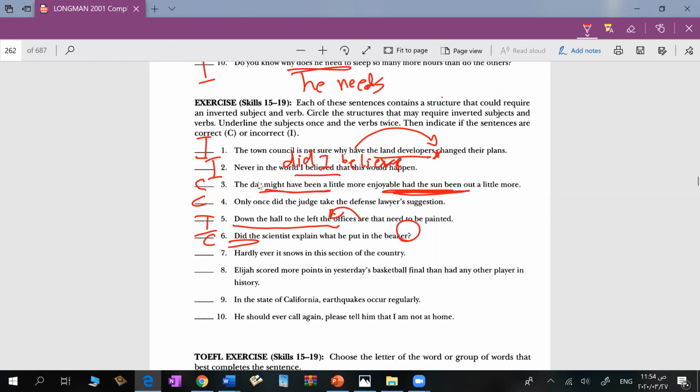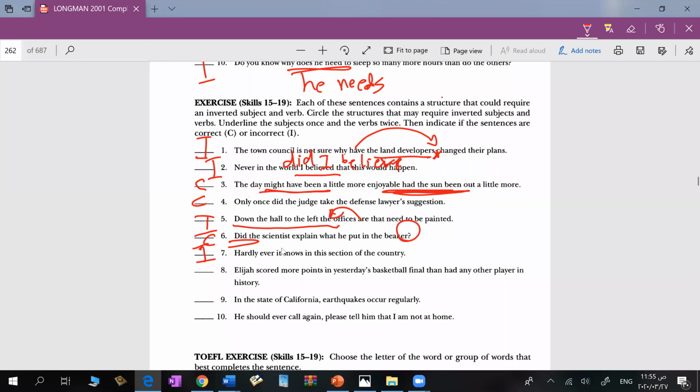Thank you very much. Number 7, Ms. Fatma Ahmed. Hardly ever it snows. What do you think? Okay, wait. We start with hardly ever, then we need to do what? We need inversion, correct? If we invert, then we need to start with verb, subject: hardly ever does it snow? Correct? Okay. So this is incorrect.